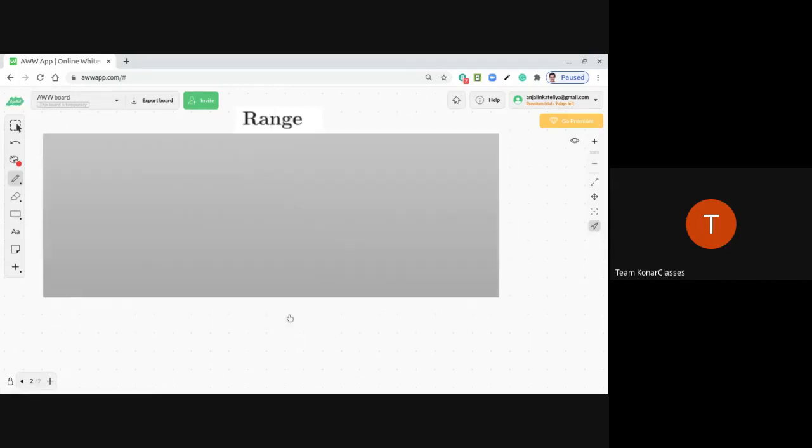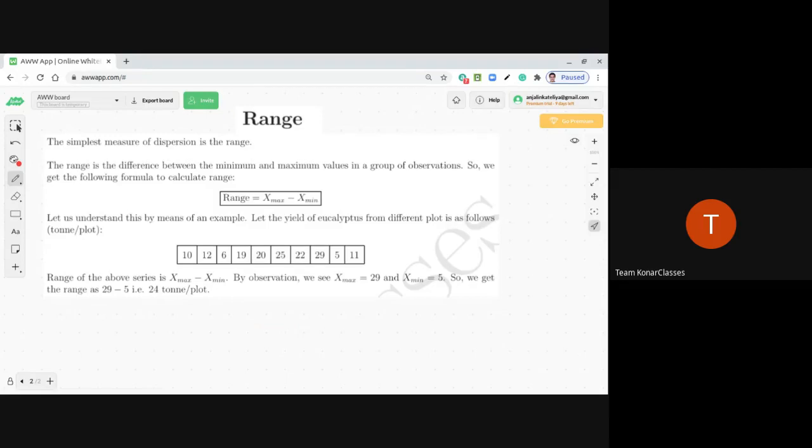So as you see, dear students, in front of the screen, the range is the difference between the minimum and maximum values in a group of observations. So we get the following formula to calculate range. Range is equal to x max minus x min. What is x max? In the given data set, the maximum value is known as x max. And in the given data set, the minimum value is known as x min.